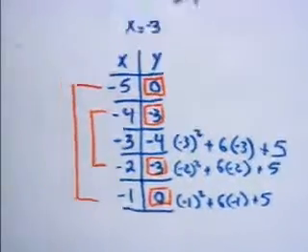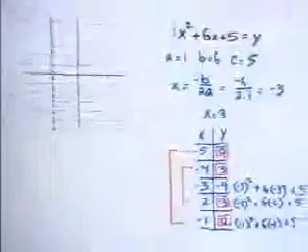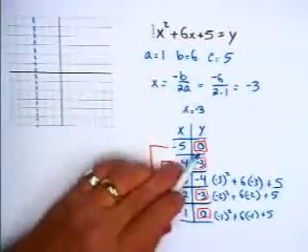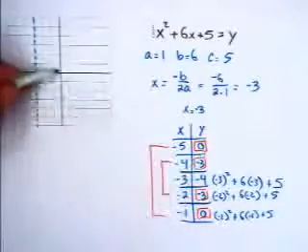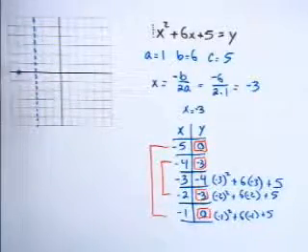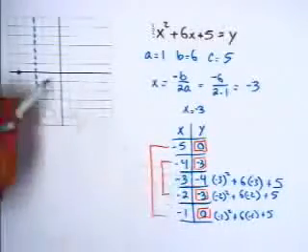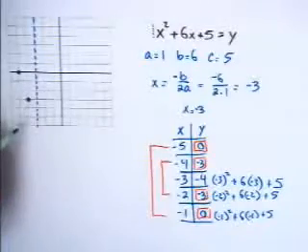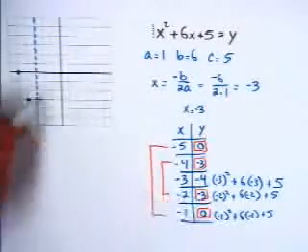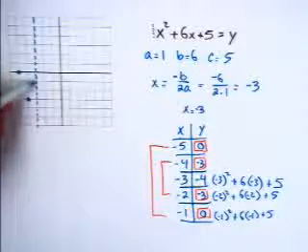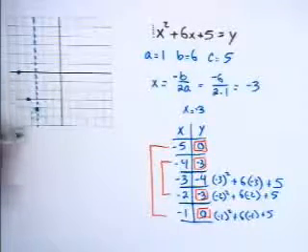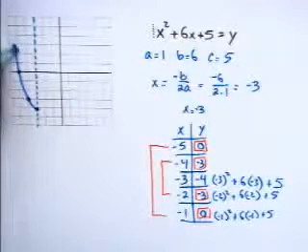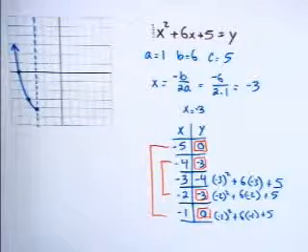All right, now it's time to graph these things. Negative 5, 0. Negative 4, negative 3. Negative 3, negative 4. So that's enough for me to sketch that first graph.